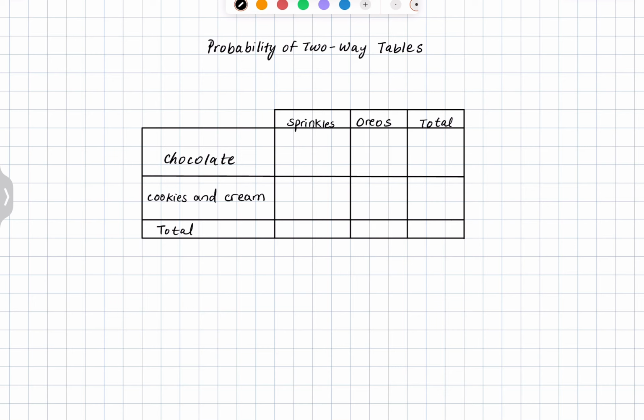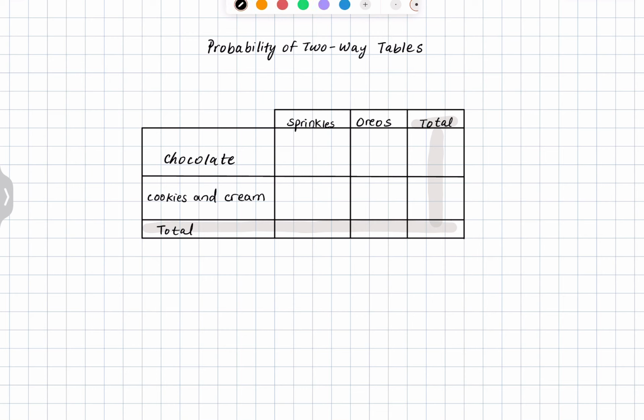Hey guys, in this video we're going to talk about probability of two-way tables. So we have this table over here. The first one is chocolate and cookies and cream. We have ice cream flavors, 2 of them, and we have some toppings like sprinkles, Oreos, and so on. And then we have our 2 total columns, which I'm actually going to highlight gray for now. So just gray, and this whole column is gray as well.